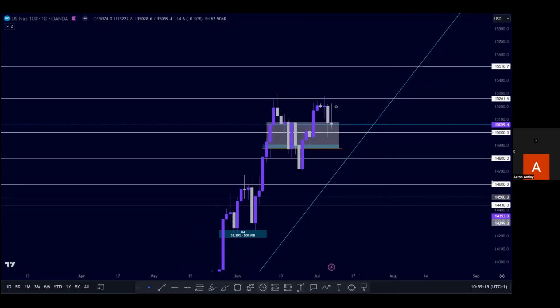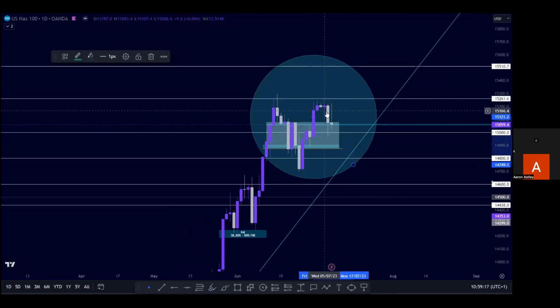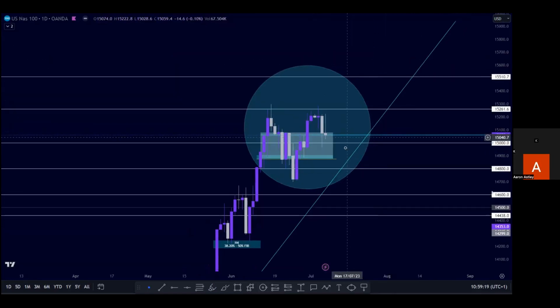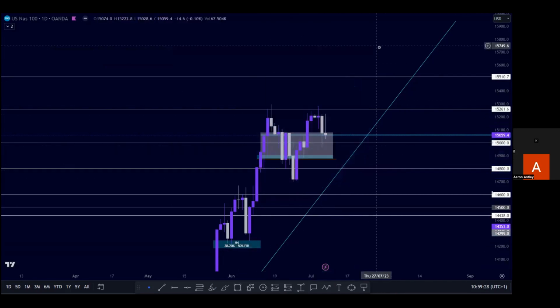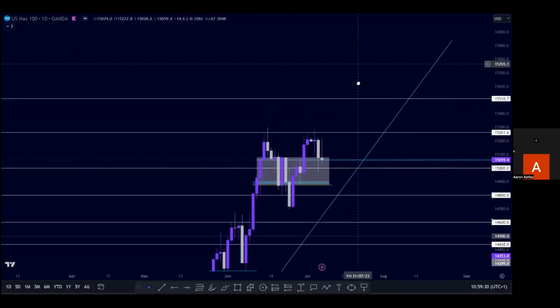Obviously, as you can see, it's a lot of choppy price action on the daily chart at the minute from the NASDAQ. So I'll be sitting on my hands this week on the NASDAQ and just waiting to see what price gives us. So yeah, that's me. I'll look at the NASDAQ this week.